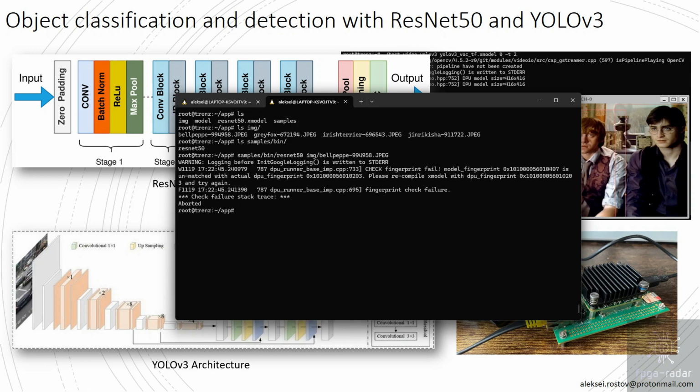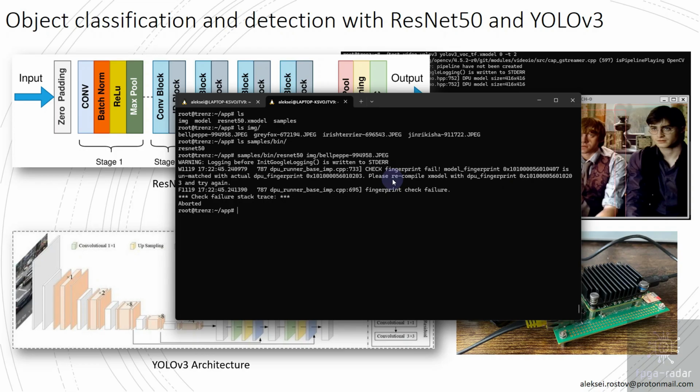Okay, yeah, it's a fail. Of course, this is an expected error because it tells us it's about a fingerprint error. It says, "Please recompile the X model with the corresponding fingerprint." Fingerprint is the architecture of the DPU. So basically, this message points out that we are using an X model.